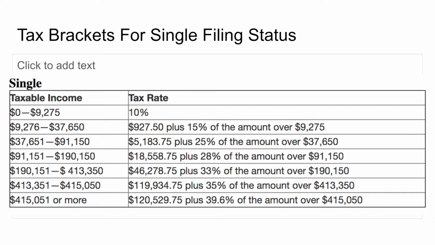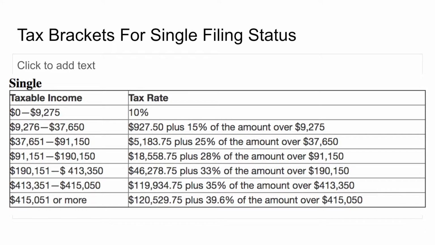And then as we go up, the 0 to $9,275 is still taxed at 10%, but then the amounts above that in the second bracket, for example, are taxed at 15%. And so these brackets lead us to the marginal tax rate. The marginal tax rate is a term that's used to describe the tax on the next dollar that you earn.